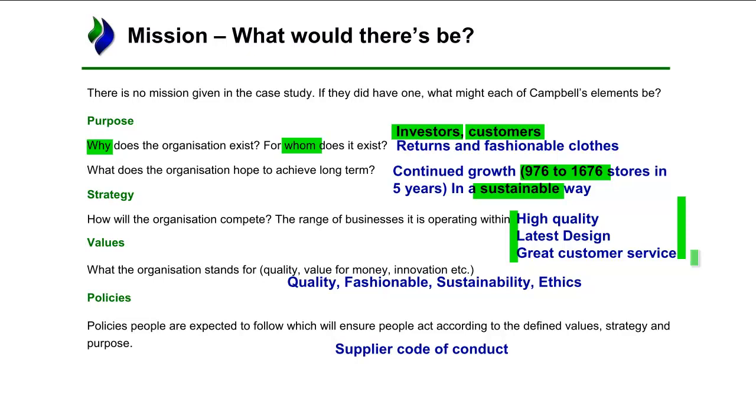So those are the 4 elements of typical mission statements, and certainly the first 3 of those, we've got a lot of information in the case. If we were going to write one, we could easily create something from that.